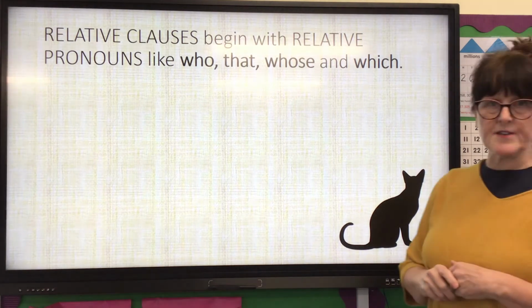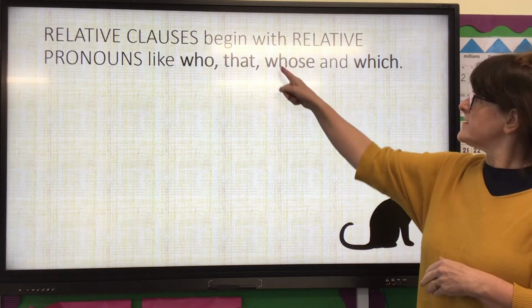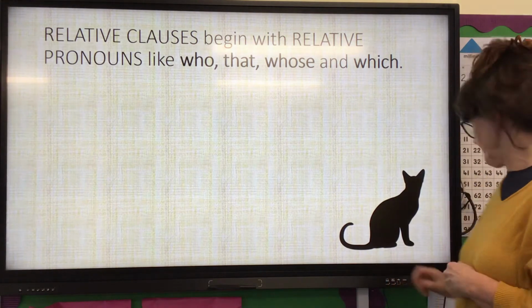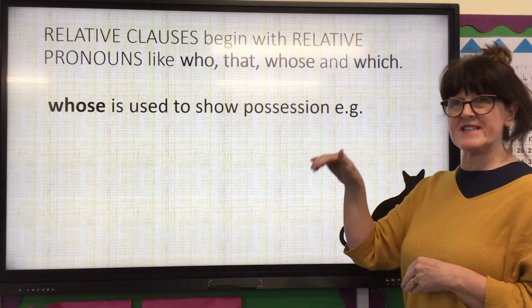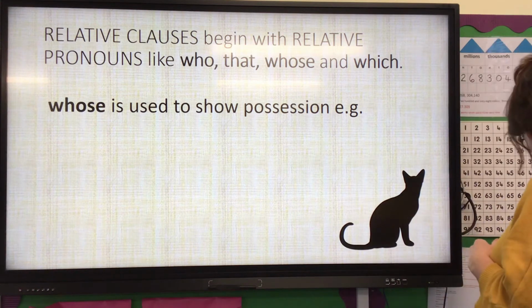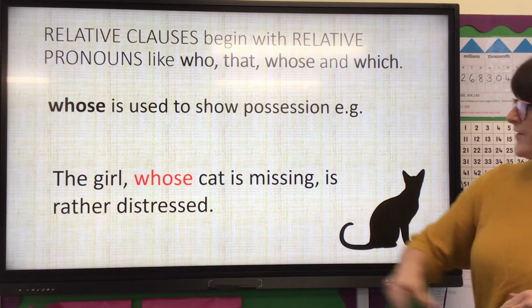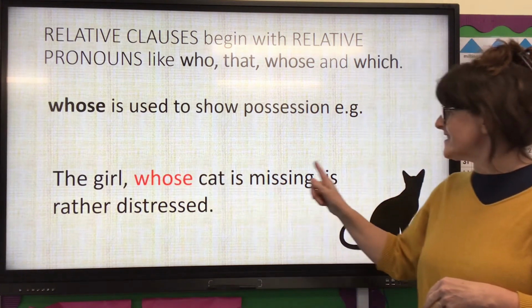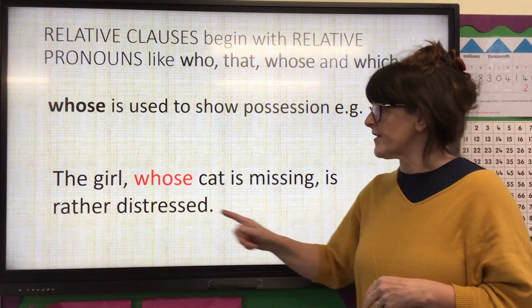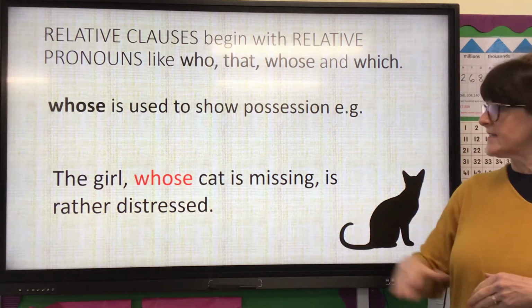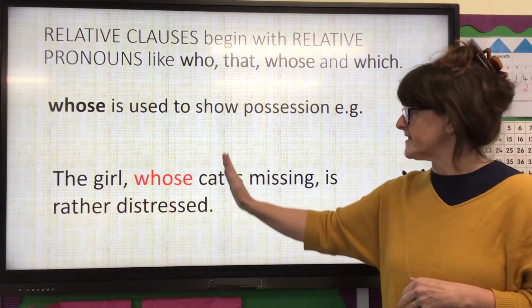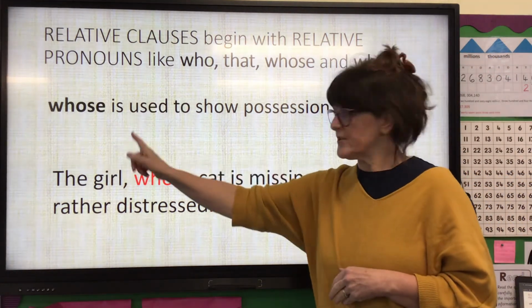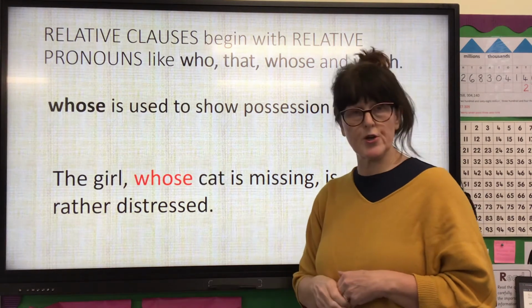The final relative pronoun that we're going to talk about is the word whose. Whose is used to show possession. Let's have a look at an example. The girl whose cat is missing is rather distressed. So the cat is the thing that's missing, so it's a possession of the girl. So we have to use the word whose.